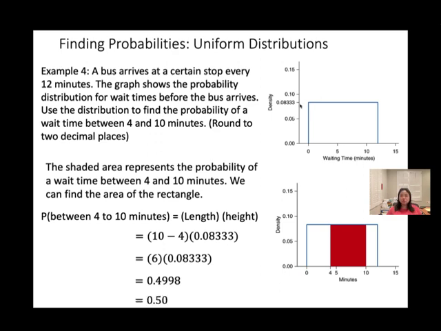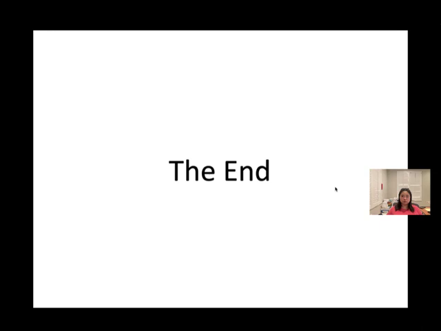Okay, right? Uniform distribution. Make sure you guys remember this picture, how to find the height of the rectangle and how to find the area of the rectangle here. And then keep in mind, probability will be equal to area. That's it.